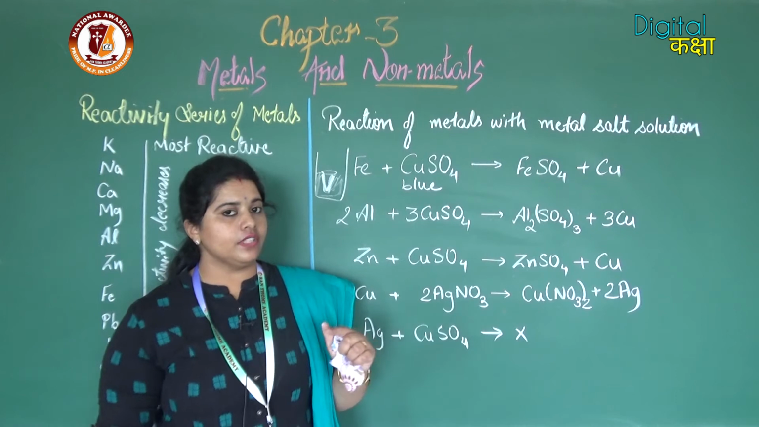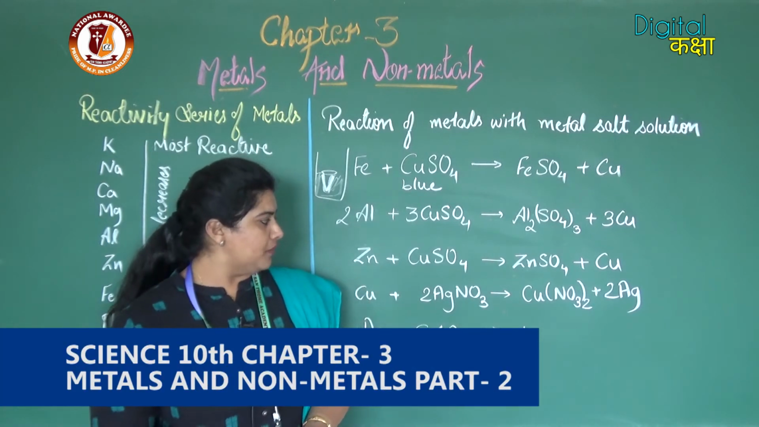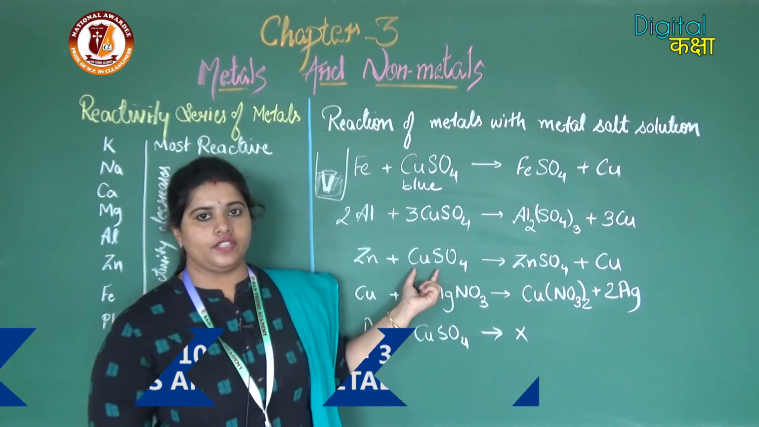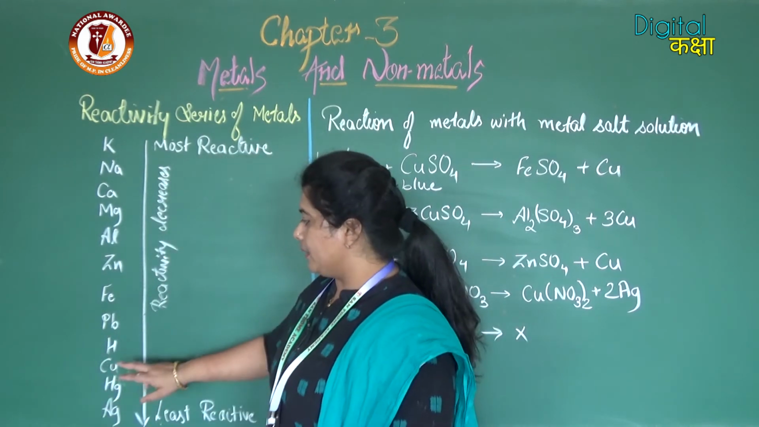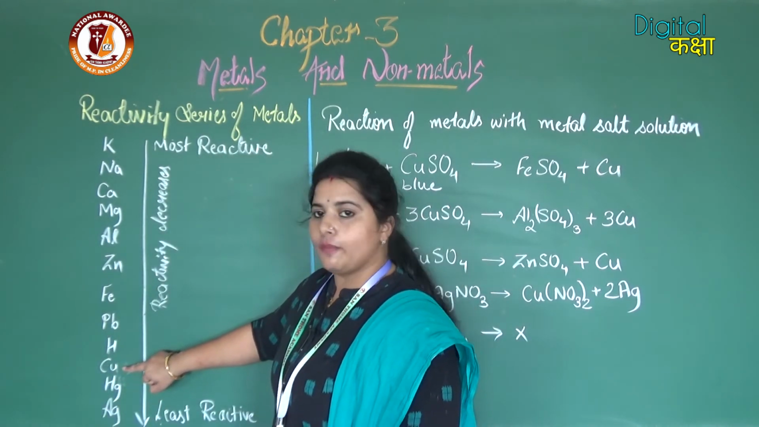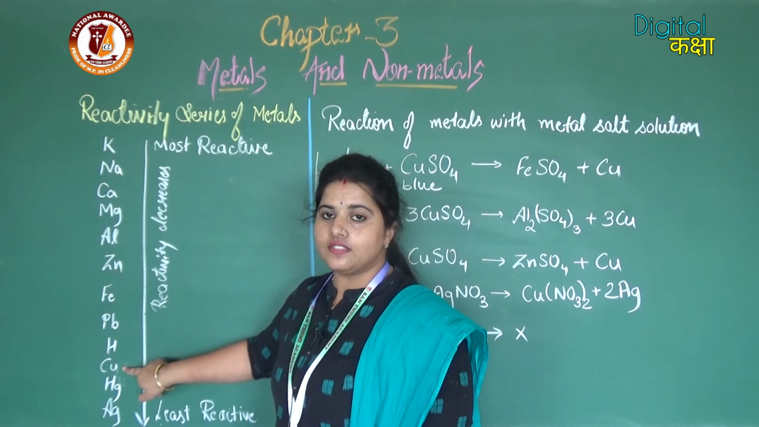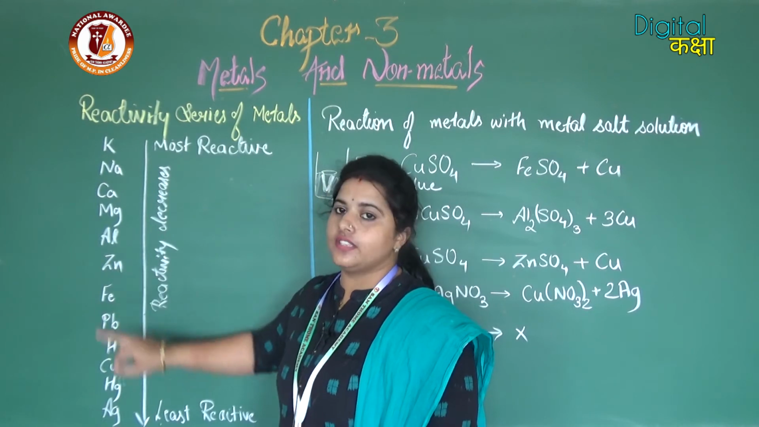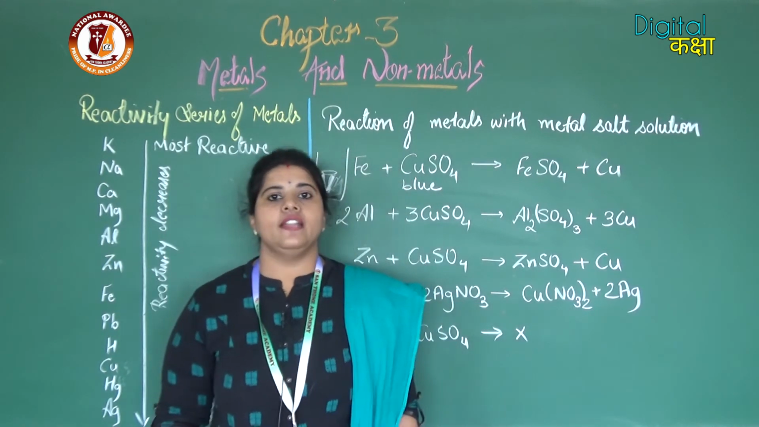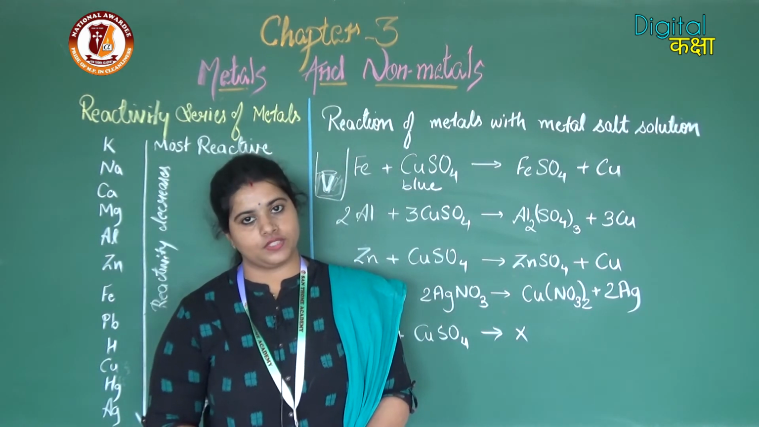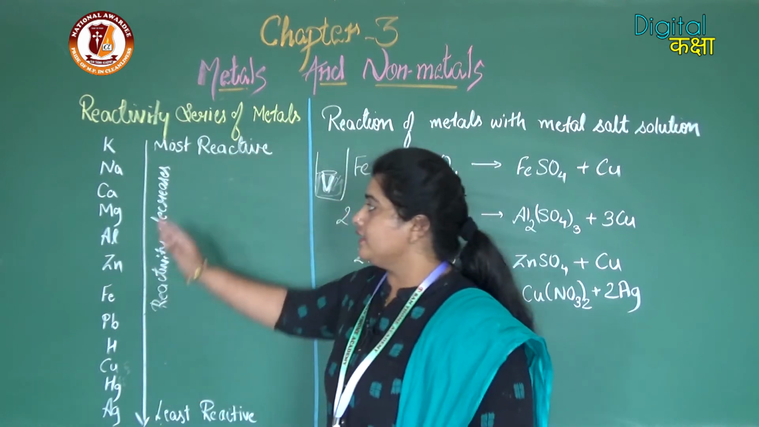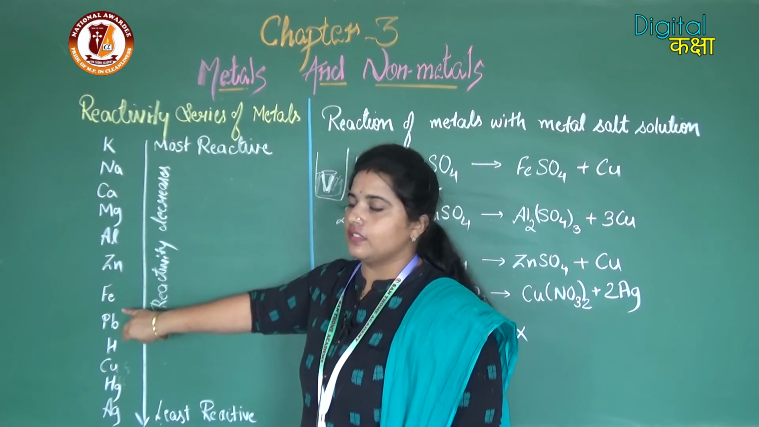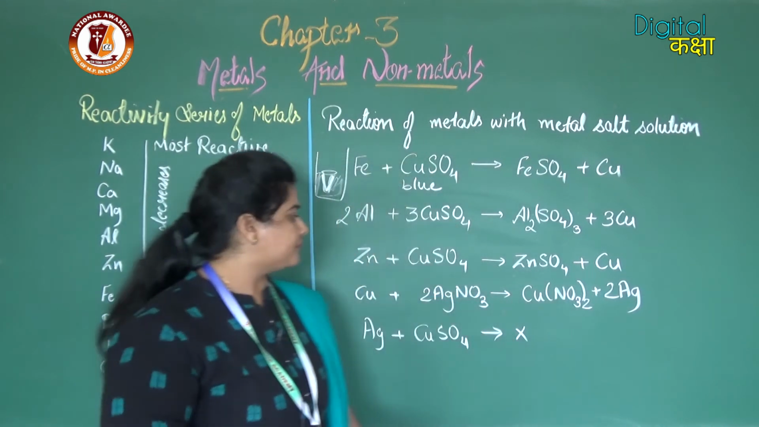But if we do the opposite way, if suppose I am taking copper and zinc sulfate, since copper is down in the reactivity series, it is less reactive, then it is not going to displace zinc from zinc sulfate and the reaction will not be possible. So by the reactivity series, it is clear that elements above can displace elements below.